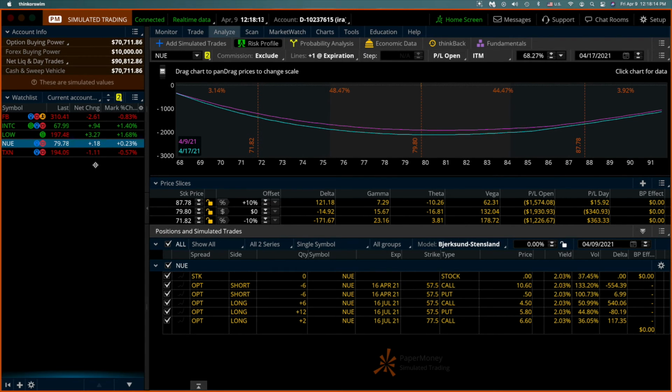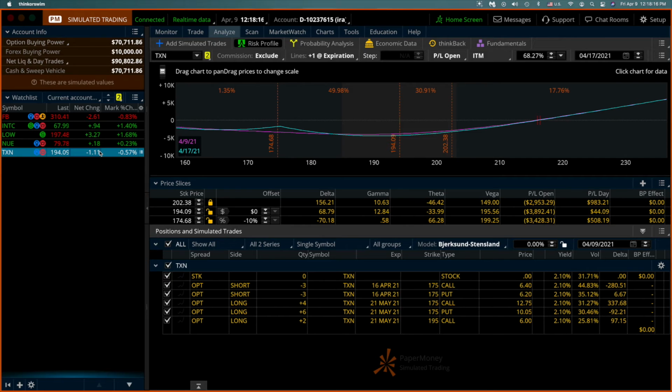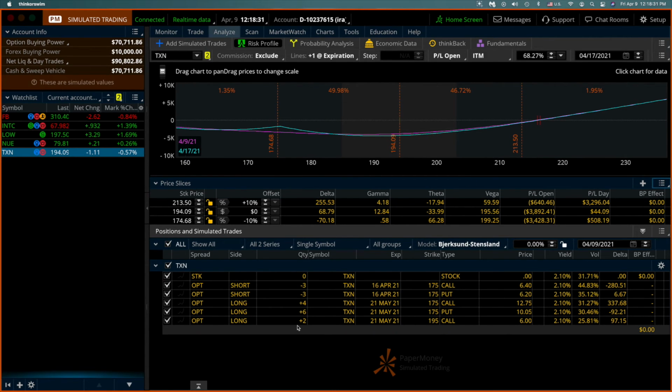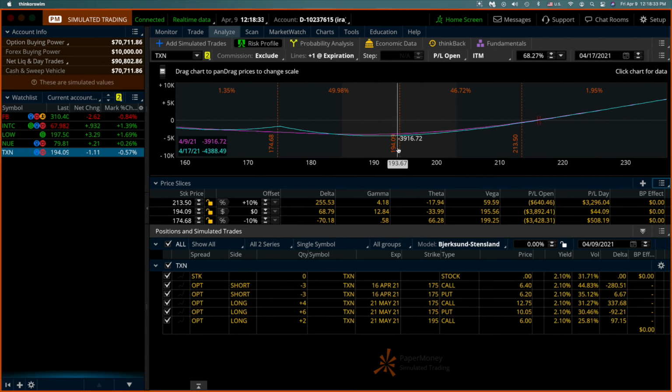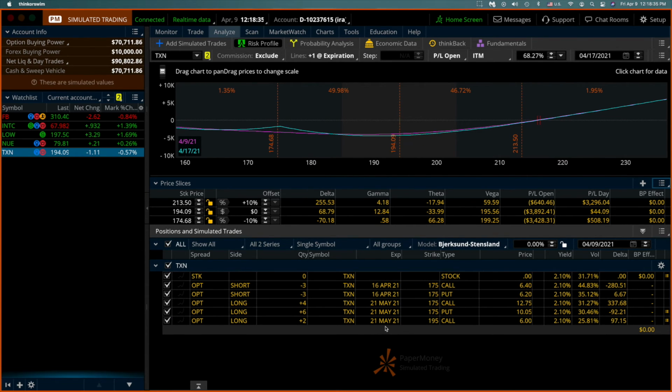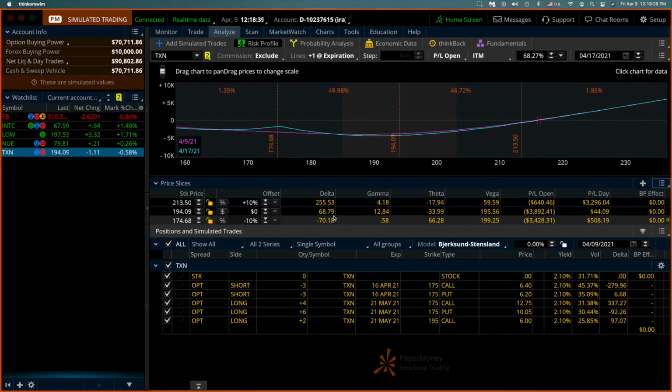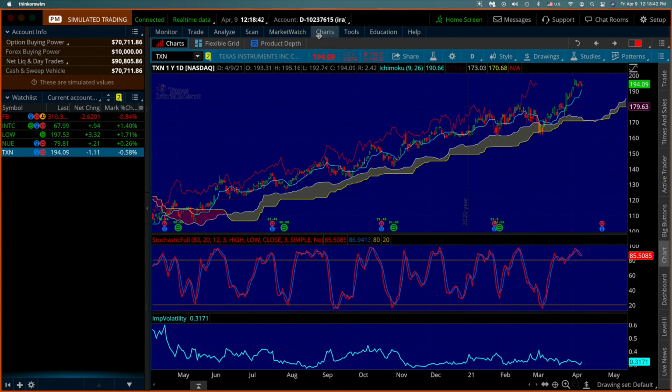Okay, so let's move on to Texas Instruments. Once again, slightly above the smiley face here. Let me reset to make sure. Reset slices. Okay, that makes more sense that the upper range is over here. The stock is trading at 194 and my outstanding calls here are 195. The deltas might be a little higher. Let me take a look at the chart. Yeah, that's reaching new highs.